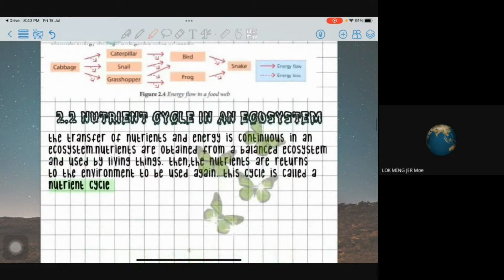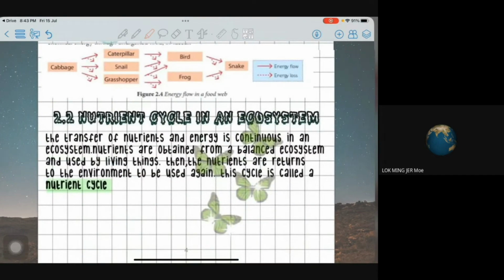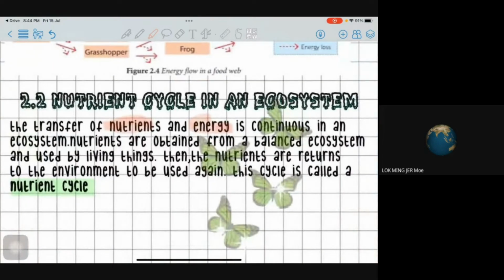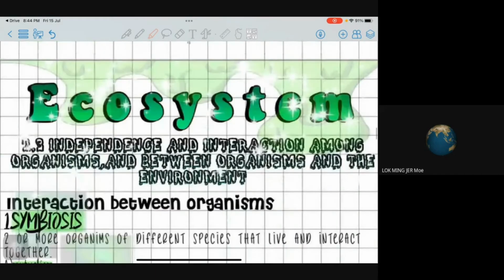This one is the nutrient cycle, which is the continuous transfer of nutrients and energy in the ecosystem. Nutrients are obtained from a balanced ecosystem and used by living things. Then the nutrients are returned to the environment to be used again. So this one we call the nutrient cycle.